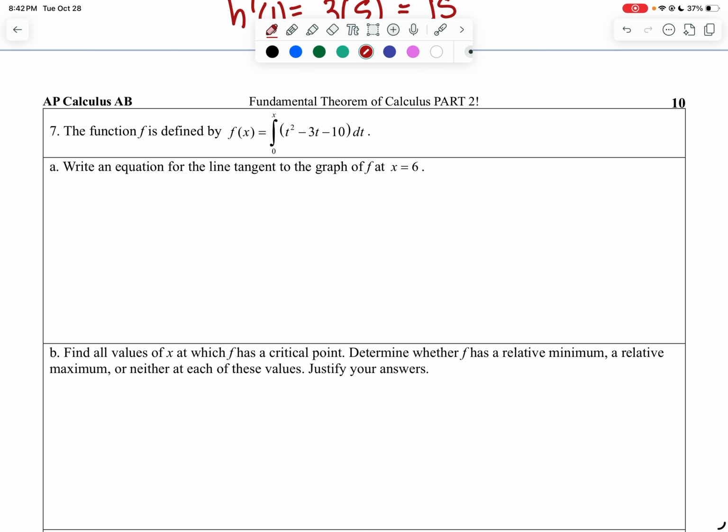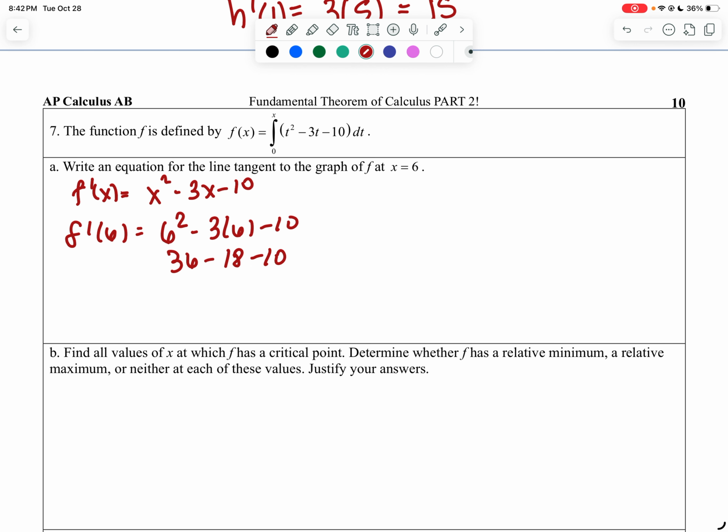Finding the slope is probably going to be the easiest thing right now because you're just going to take the derivative of this and then plug in 6. So 36 minus 18 minus 10. And if I were to do that, I'll get 8. So our slope at x is equal to 6 is 8.